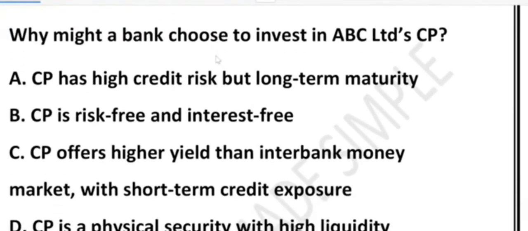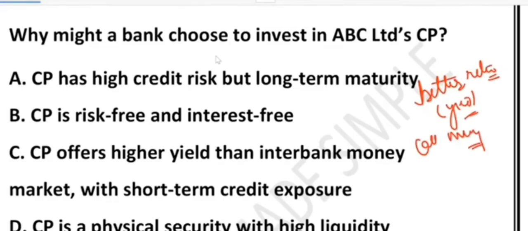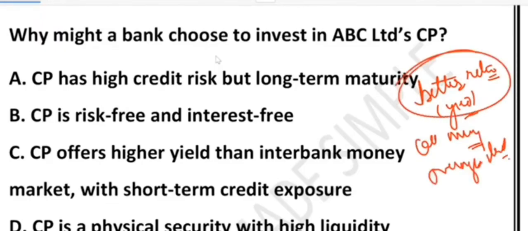Now, it is a very good question. Let's first understand what CP is. I told you it is a kind of short-term debt instrument issued by a company to raise money quickly. And why do banks prefer CP? Because it offers better return. CP offers you better yield as compared to call money, as compared to overnight lending.